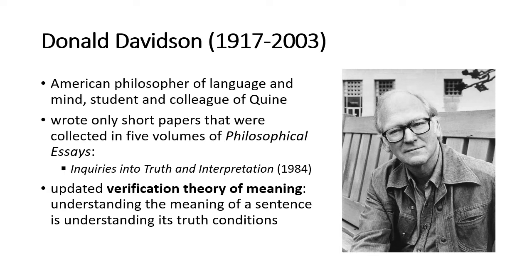Let's start with his updated verification theory of meaning. According to Davidson, understanding the meaning of a sentence is understanding its truth conditions. We know that from my lecture on Carnap and about Quine. To understand a sentence means that we understand the condition when the sentence is true or false. But Davidson's account is a bit updated, mainly through Quine's theory of radical translation.